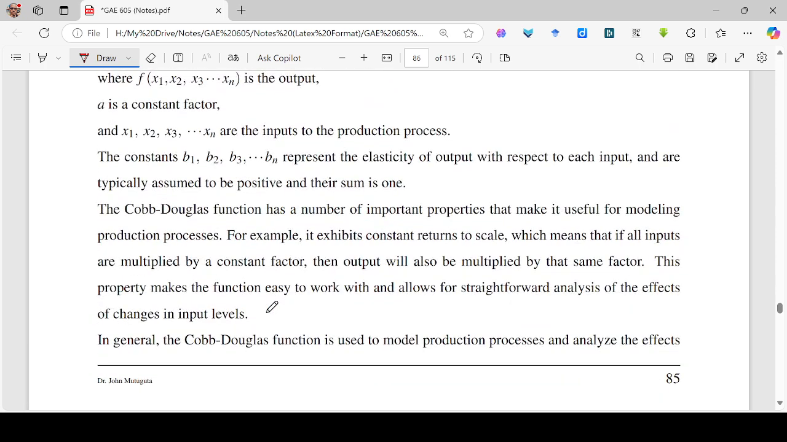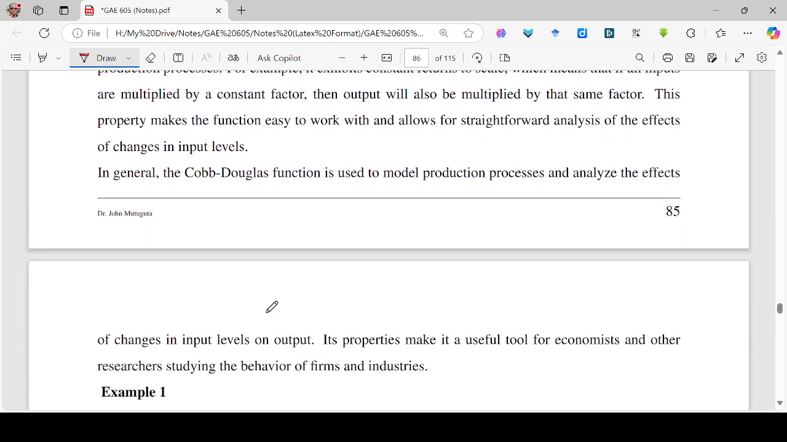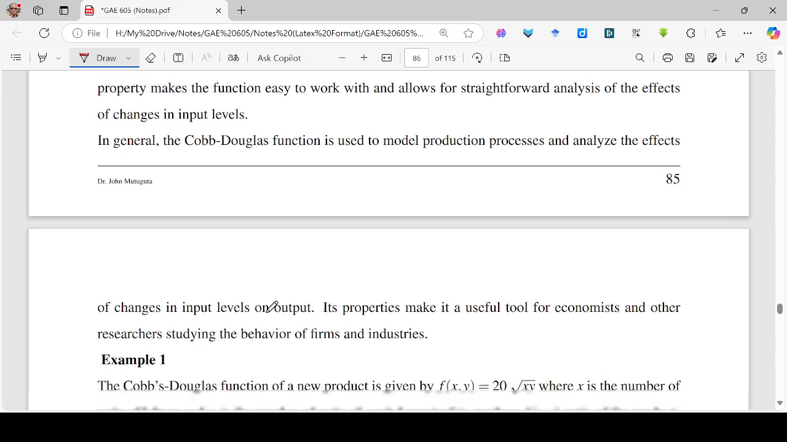The Cobb-Douglas function has a number of important properties that make it useful for modeling the production process. For example, it exhibits constant returns to scale, which means that if all inputs are multiplied by a constant factor, then the output will also be multiplied by that same factor. This property makes the function easy to work with and allows for straightforward analysis of the effects of changes in input levels. In general, the Cobb-Douglas function is used to model production processes and analyze the effect of changes in the input levels on output. Its properties make it a useful tool for economists and other researchers studying the behavior of firms and industries.